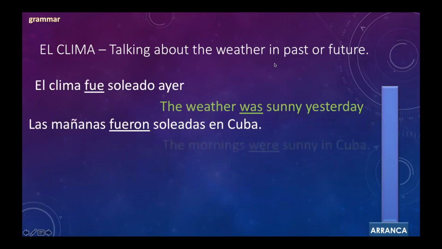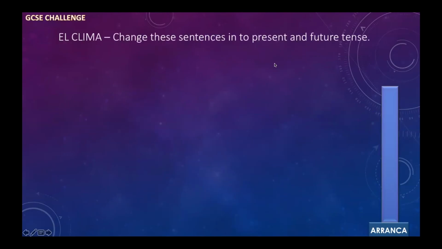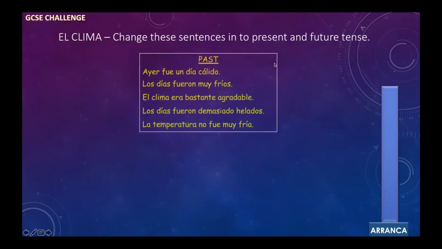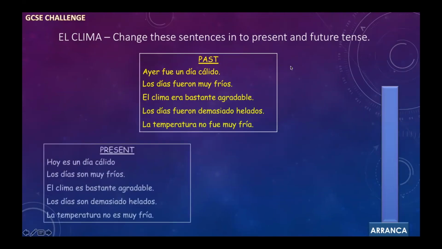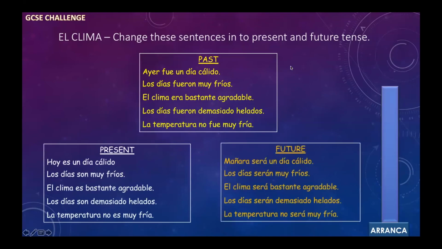I'm going to skip this bit here because we've done plenty of work. Now we're going to change these sentences into present and future. So have a look at them. So we have these ones and we have these ones. Your mission is just to take a picture of it to try and see how the sentences change from the past, the present, and the future. So I'm going to give you a few minutes to take a picture of it, take some notes whilst I'm explaining what we did here.